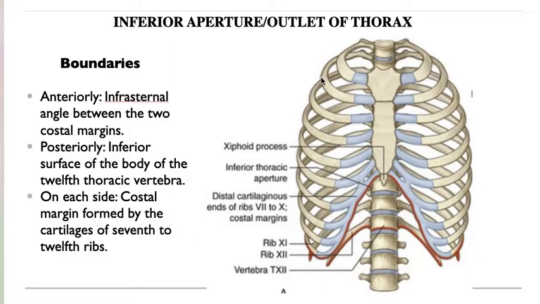The boundaries of the inferior aperture: anteriorly, we have the infrasternal angle between the two costal margins. This is the infrasternal angle. Posteriorly, the inferior surface of the body of T12 thoracic vertebra. Over here you can see. And then on each side, we have the costal margins formed by the cartilages of 7th to 12th rib. So this is 7, 8, 9, 10, 11, 12 are floating ribs.